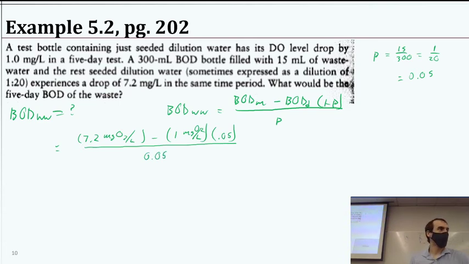Okay, so it probably should look like this as you're solving. We have the BOD of the wastewater. We can calculate the P. It should be 0.05, 1 divided by 20, I think, is 0.05.